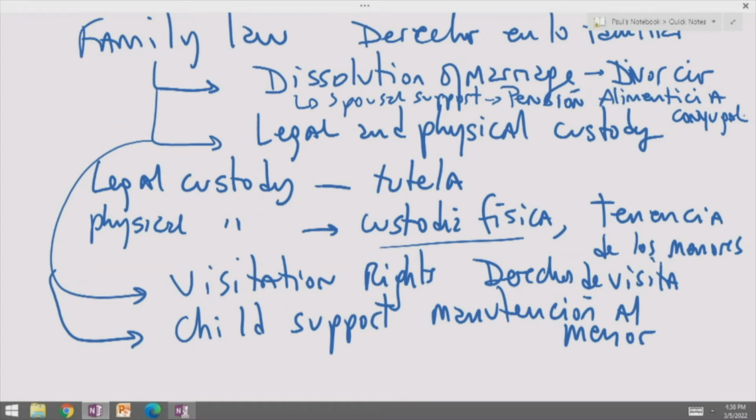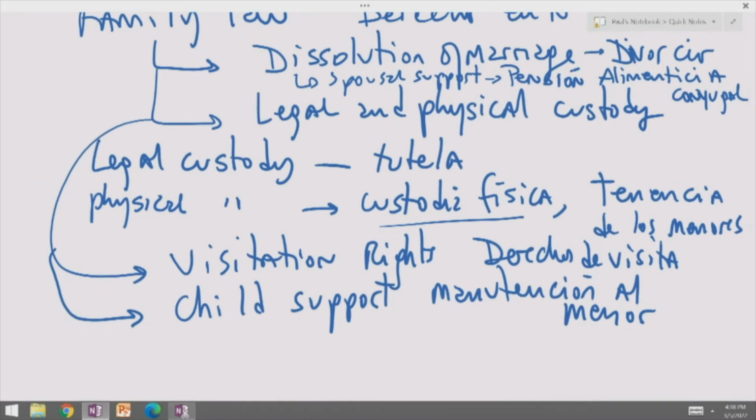So if a couple wants to get divorced and they don't have children, they will stop at the dissolution of marriage, and the only issue, besides the partition of the properties or assets, which, by the way, is bienes, assets, is going to be the issue of spousal support. And that's the end of it, really. Once they decide who's going to keep what, and the spousal support, that's the end of it. But if you have children, it becomes way more complicated.